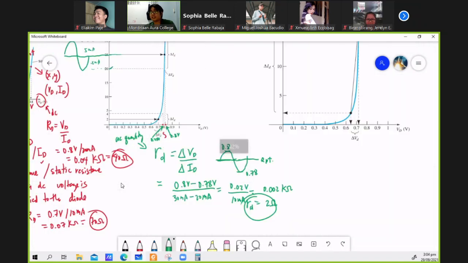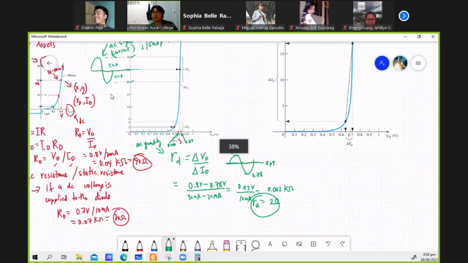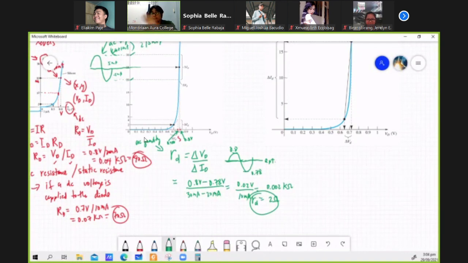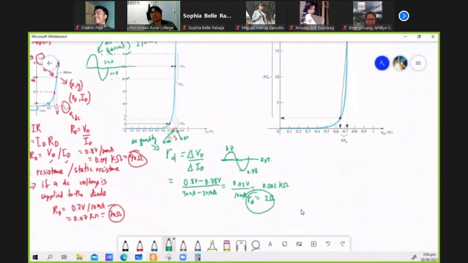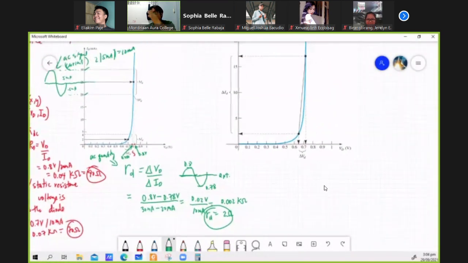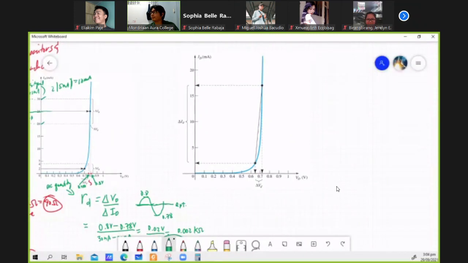So bakit tayo nagkaroon ng AC resistance? Kasi ang in-apply nating waveform is AC. Ganun lang kasimple. But take note, no? The AC resistance is governed by Shockley's equation. So siguro mamaya ni Shockley's equation kasi meron siyang derivative na gagamitin. May differential calculus tayo. So I hope medyo nagbaon tayo konting calculus.